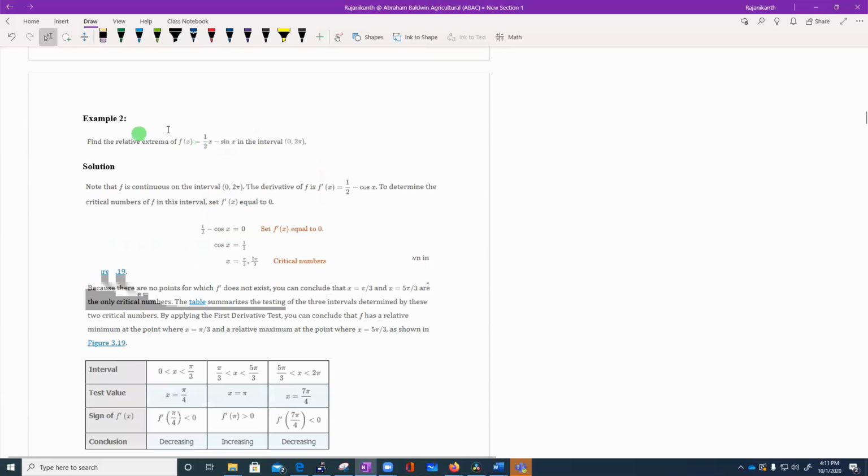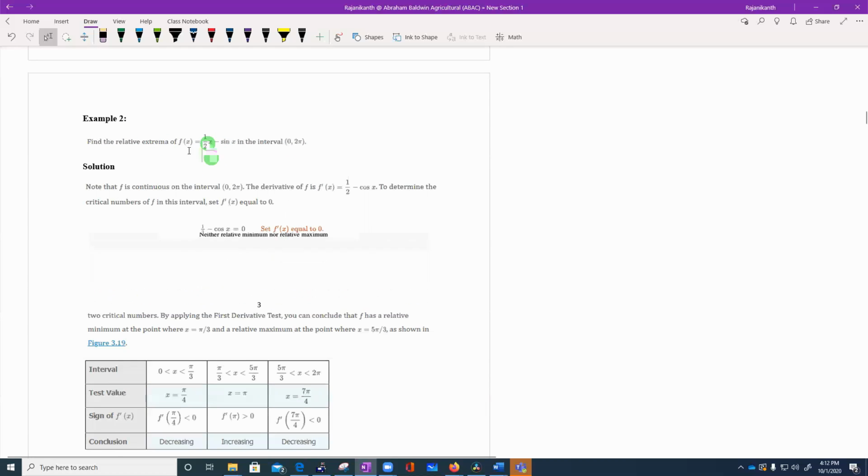So if you look at this problem, the question is finding relative extrema. That means you are finding relative maximum or minimum value. So what is the procedure? First, you need to find out the critical value. So critical value means what? You need to find the first derivative, and you are looking for the points where the function's slope is getting zero or does not exist.